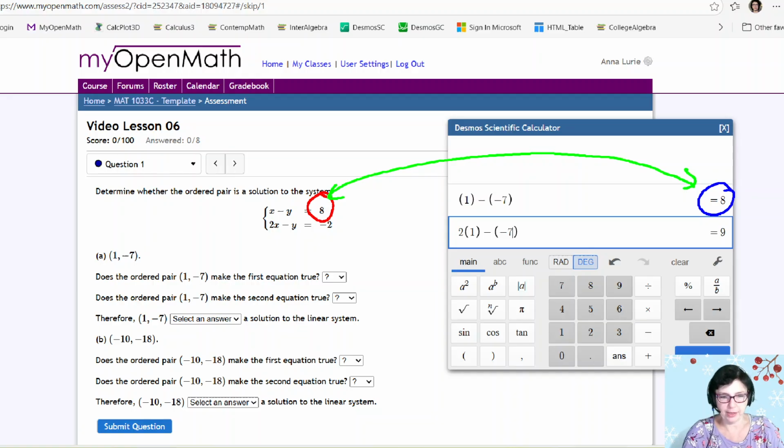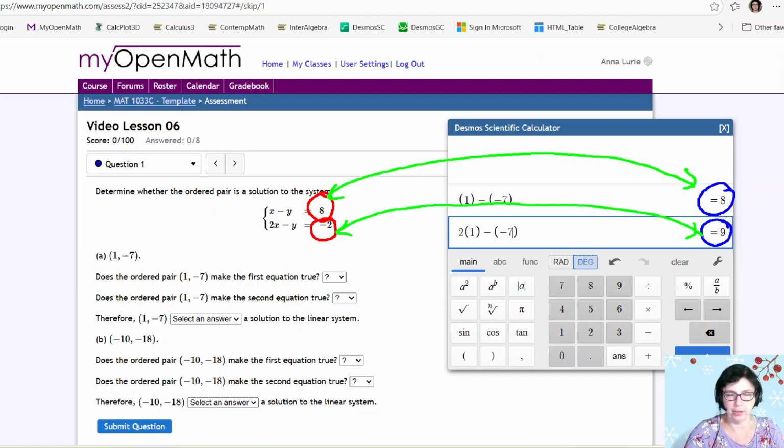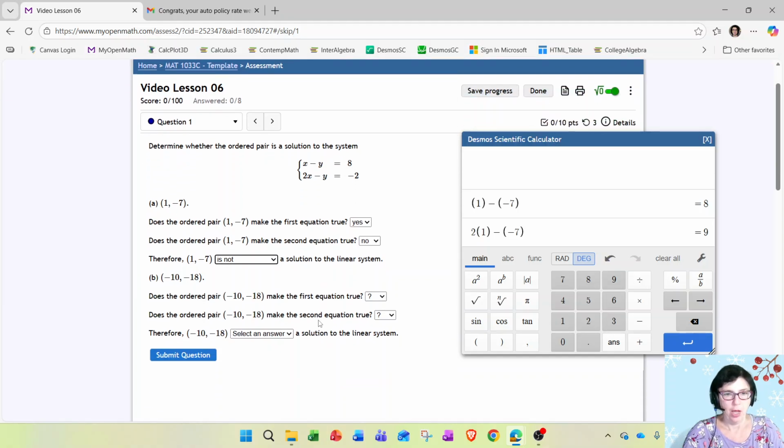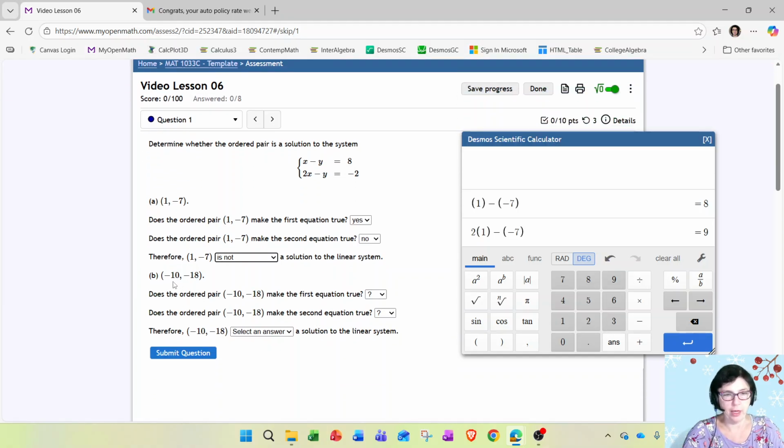Now let's take a look at the second one though. So when you look at the second one, this is what you got on the left-hand side, and this was the right-hand side of that second equation. Now compare them and see if they're the same. Well, no, they're not the same. So even though the pair works for the first one, it doesn't work with the second one, so that's not going to be a solution. So we're going to say yes here, but no here, which means that it is not going to be a solution.